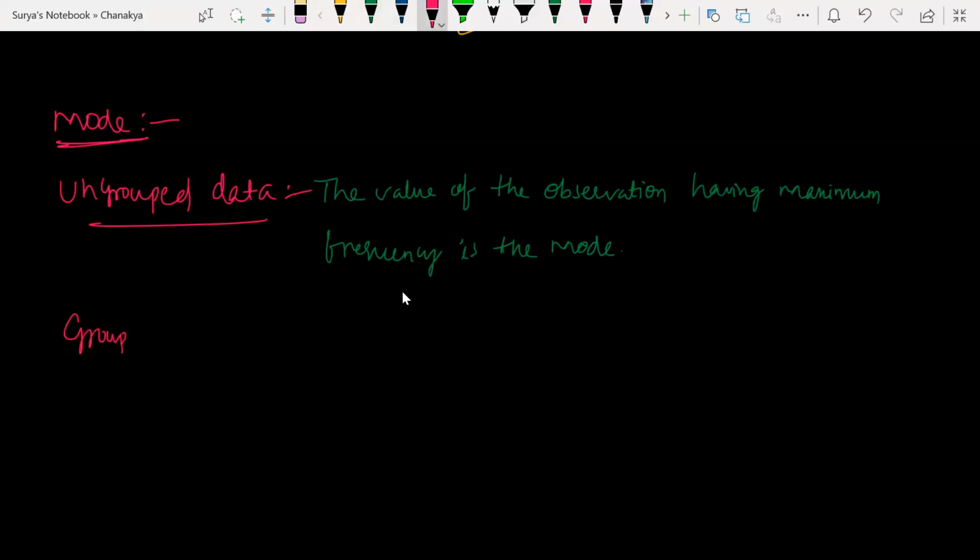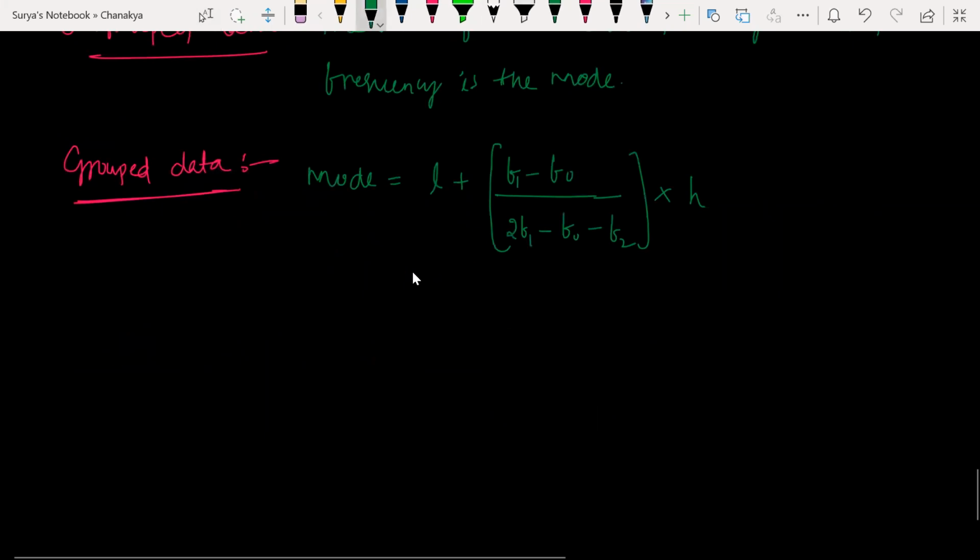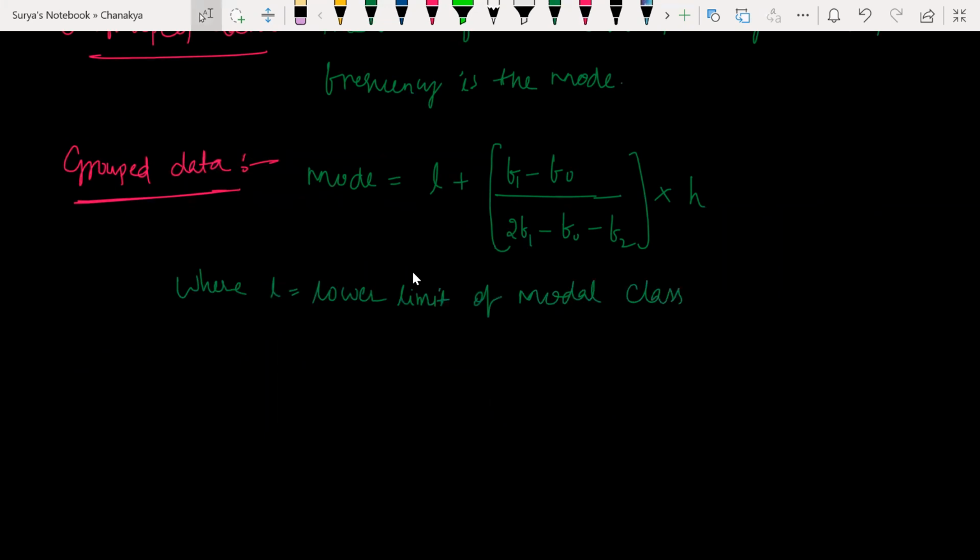And for grouped data, mode is going to be L plus, very important formula, (F1 minus F0) divided by (2 times F1 minus F0 minus F2), into H. Now we'll talk about it one by one. What is L here? L is equal to the lower limit of the modal class, and F1 is the frequency of the modal class.